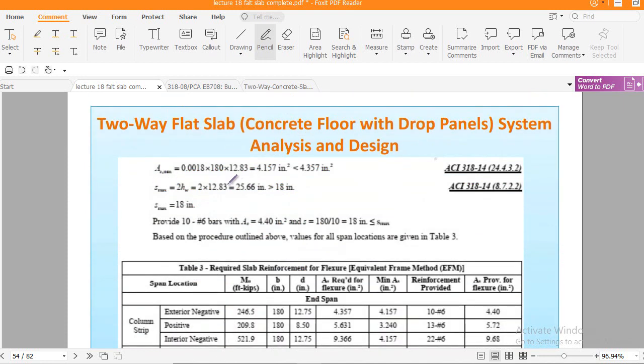Now, A_s minimum. In A_s minimum, we will use the weighted thickness. This is important. And this is the width of the slab, the column strip width, remember. So 4.157, which is less than this one. Its maximum is 2 times h_w, and this one, 25 point, which is more than 18 inch. We cannot increase the spacing beyond 18 inches. Provide 10 number 6 bars with A_s of 4.40 inch square, and s is 180, the total column strip width, divided by 10 because we are using 10 bars. So it gives us 18 inches, which is less than or equal to s maximum, so it is okay. Remember, if the spacing is more than 18 inches, we cannot use that spacing. We will use the maximum spacing, that is 18 inches, remember.